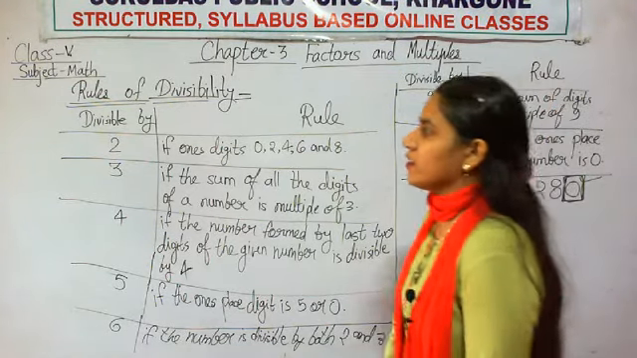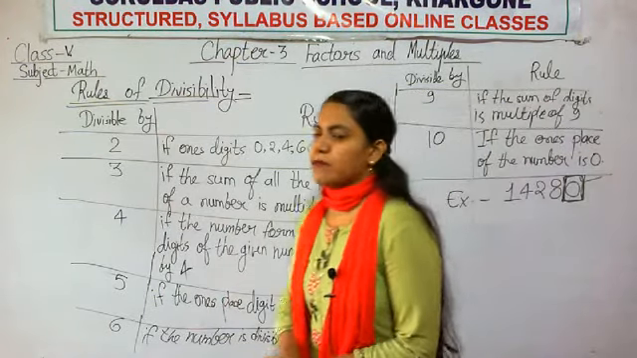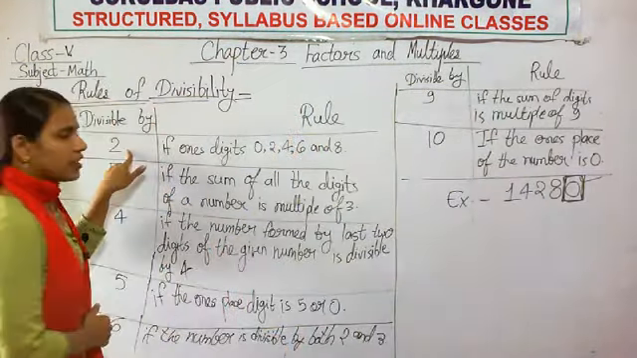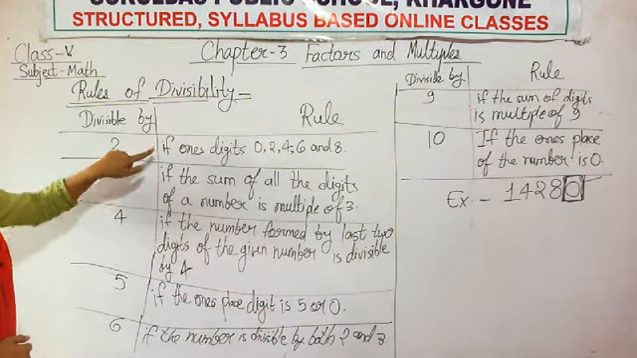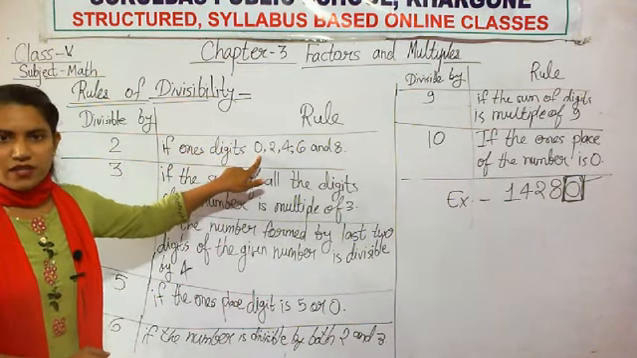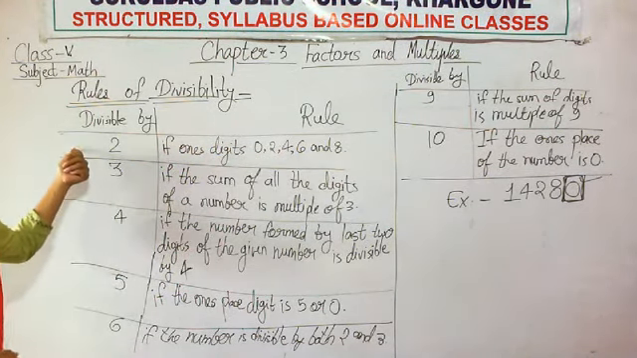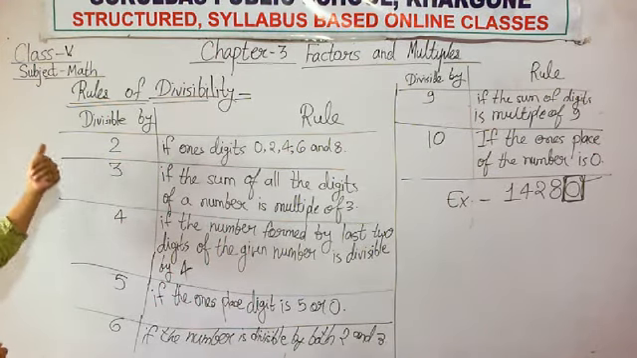So these are the rules for divisibility. Let's discuss one more time. If you want to check the divisibility of a number by 2, what do you have to check? The ones place of the number is 0, 2, 4, 6 or 8. Then the given number is divisible by 2.